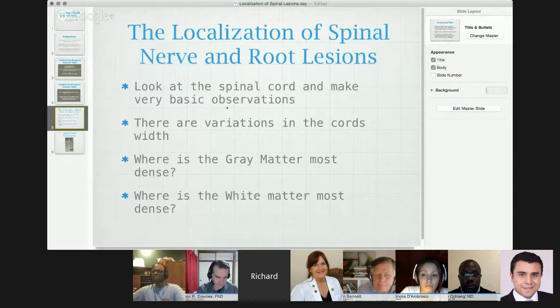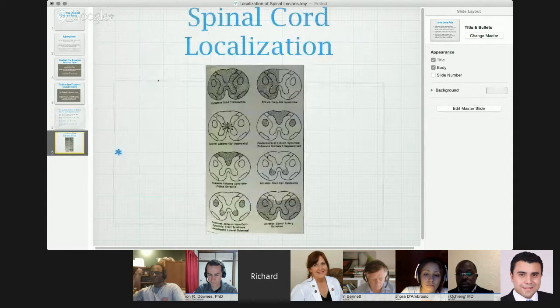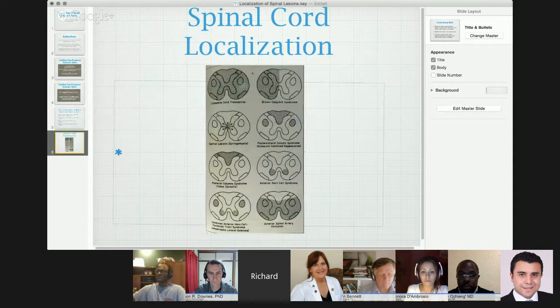The other variations that happen in the cord are that the gray matter is most dense closest to the brainstem, and the white matter is most dense low down in the lumbosacral spine, where you have less and less of a gray to white matter ratio. Whereas if you go up the spine, you have a much greater gray to white matter ratio. Now, this is really important for the students when you're talking about spinal cord localization. This diagram always seems to appear in your qualification exams before residency, when you're graduating from medical school.